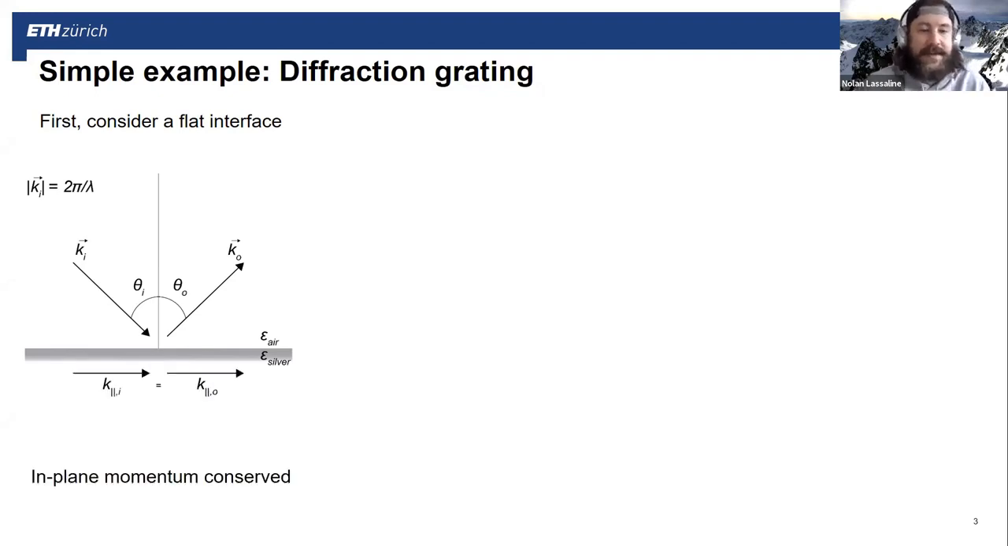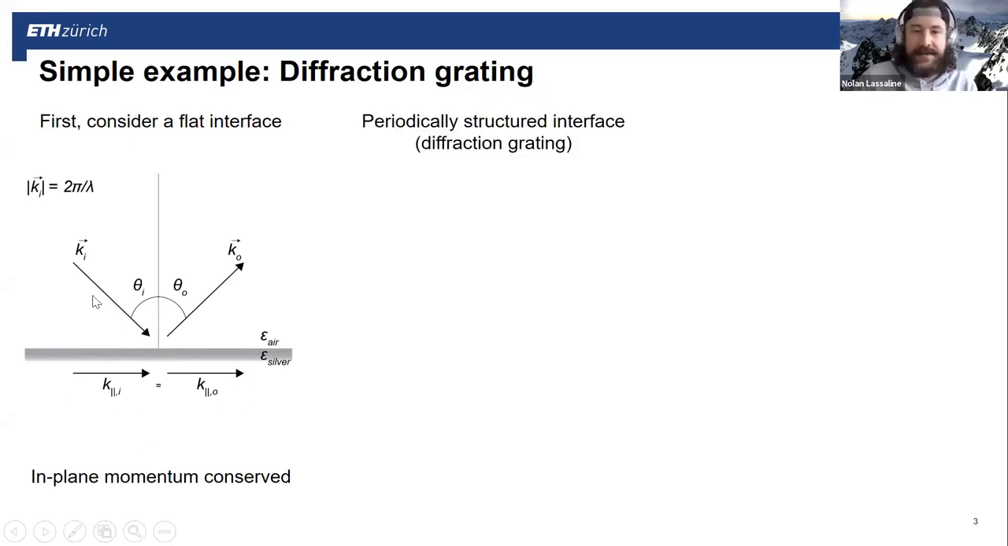Another way to think about this is what we can say is that actually the in-plane momentum of the input and the output light is conserved upon reflection. And this in-plane momentum is a concept with which we can very handily understand diffractive optics. So now, if we take a periodically structured interface, so again, air and silver, and this periodically structured interface is a diffraction grating, and it looks like this.